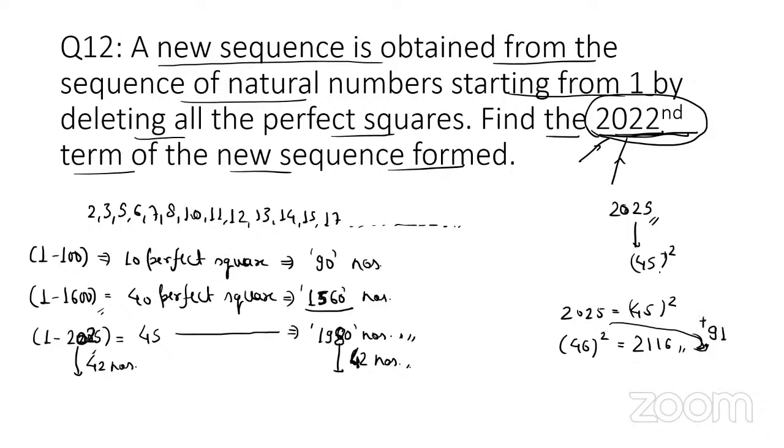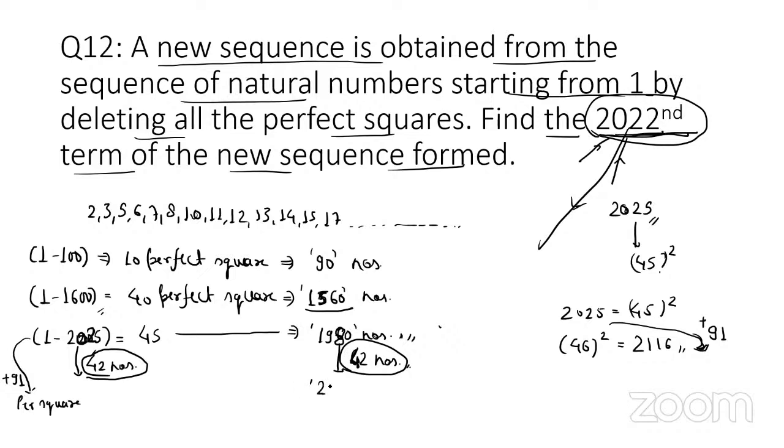We'll get the next perfect square after adding 91. Guys, we need to understand, we'll get the next perfect square when we add how much? When we add 91 to this, right? And we have to add how much? We just have to add 42 more, right? To get the required term, the 2022nd term, we have to add only 42 more numbers, right?